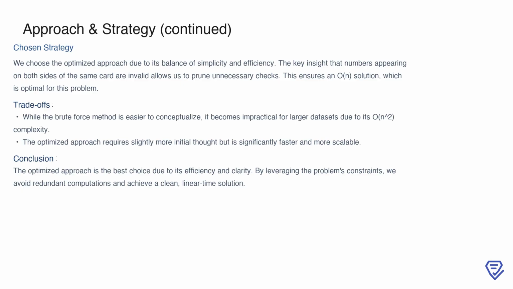The key insight that any number appearing on both sides of the same card is invalid allows us to prune unnecessary checks, ensuring a linear time solution. While the brute force method is easier to conceptualize, its O(n²) complexity makes it impractical for larger inputs. By contrast, the optimized approach requires slightly more initial thought but is significantly faster and scales well. This trade-off between simplicity and efficiency is well worth it, as the optimized solution leverages the problem's constraints to avoid redundant computations. In conclusion, the optimized approach is not only more efficient but also provides a cleaner and more scalable strategy for solving the card flipping game problem.